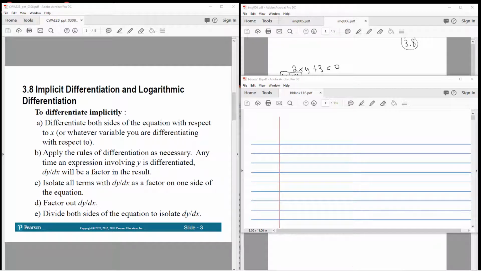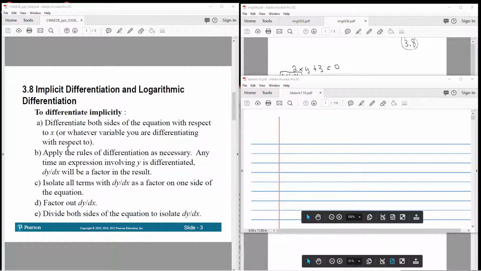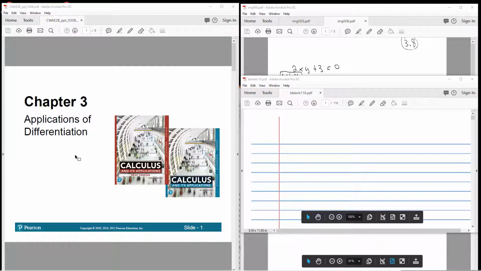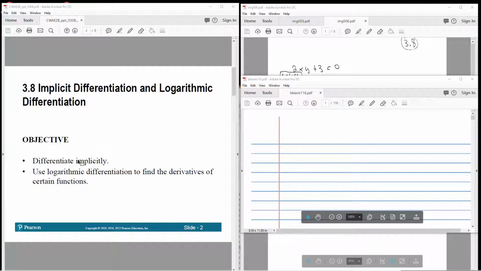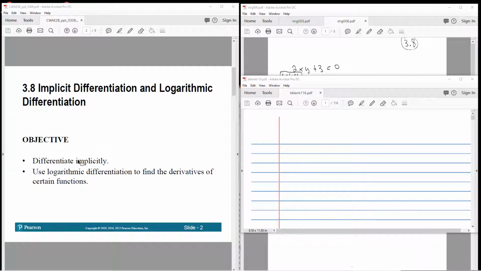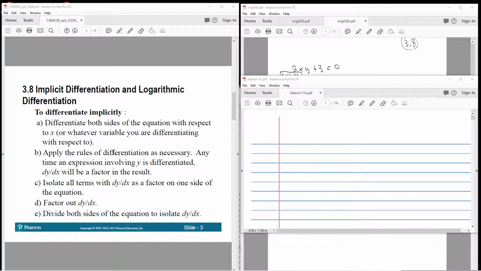Okay, with this particular section here, we're dealing with implicit differentiation. Differentiate implicitly, that's what we'll talk about. Here are the steps.